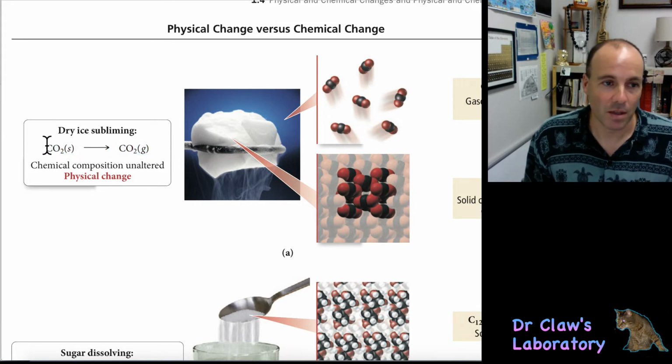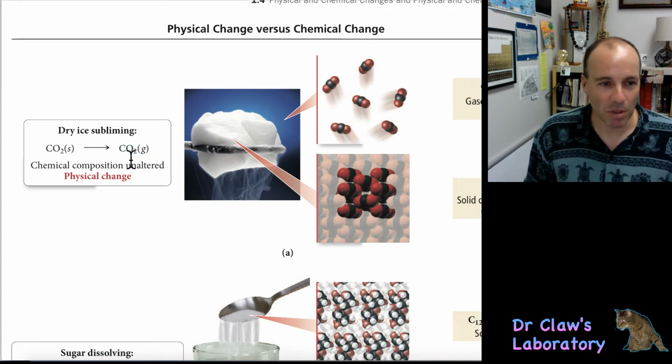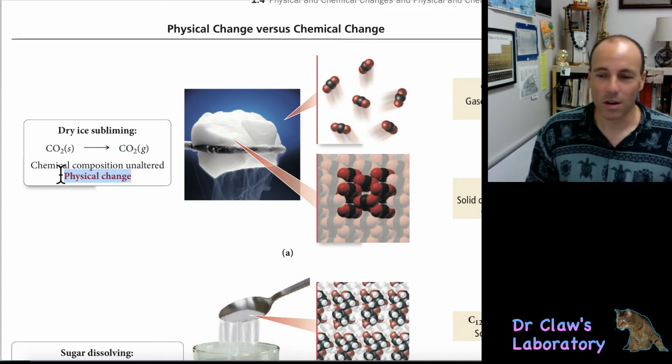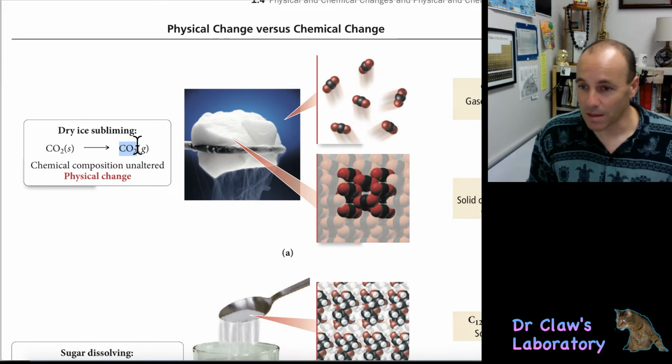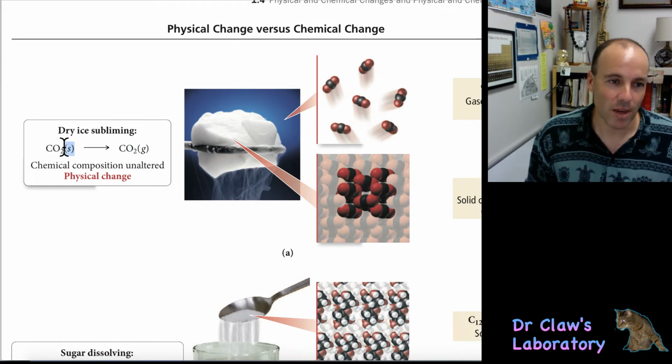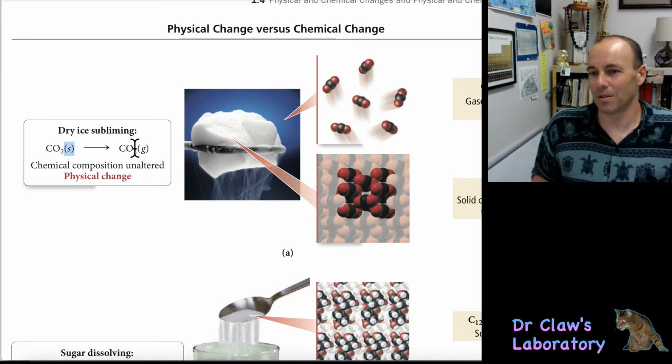This is called a chemical equation. Here is what you start with, solid CO2, or carbon dioxide, and this is what you end up with, gaseous CO2. But this is a physical change. No one's changed their identity here. You had CO2 to begin with, you have CO2 at the end. All you did was change the state. It's a solid and now it's a gas, but it's still CO2.